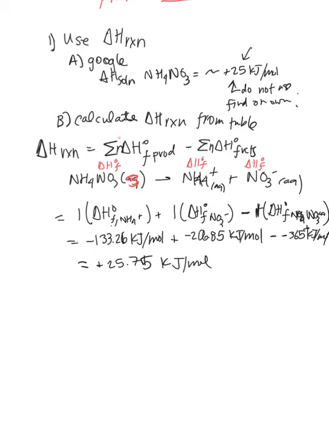And so if we go into our appendix, this is appendix H, we have our value for the delta H of formation for NH4 plus, which is negative 133.26 kilojoules per mole, plus the value for the enthalpy of formation for nitrate, which is minus 206.85 kilojoules per mole. And then finally, we subtract the enthalpy of formation for ammonium nitrate, which is a value we already found, negative 365.6 kilojoules per mole. If we add all three of those values together, we get positive 25.75 kilojoules per mole.